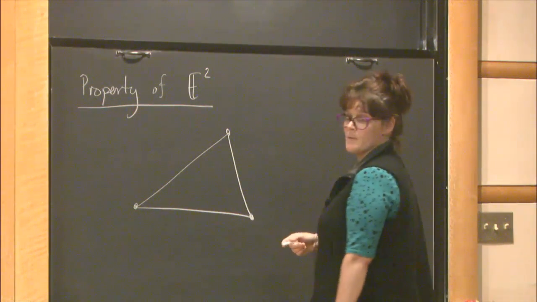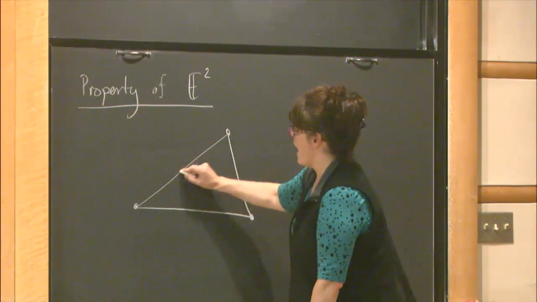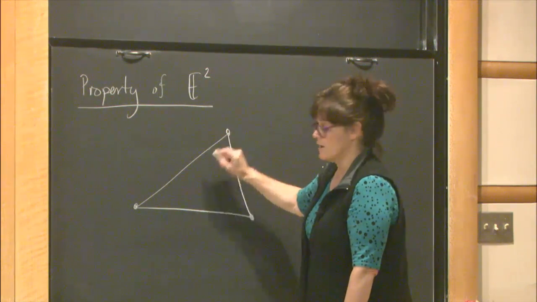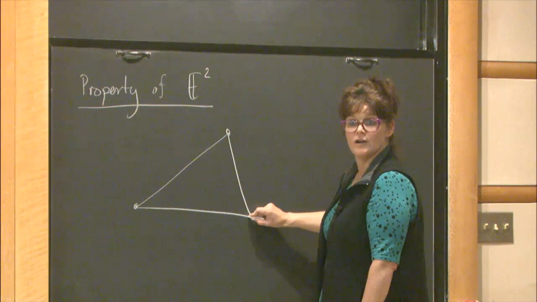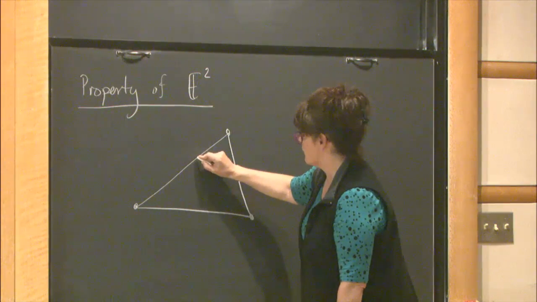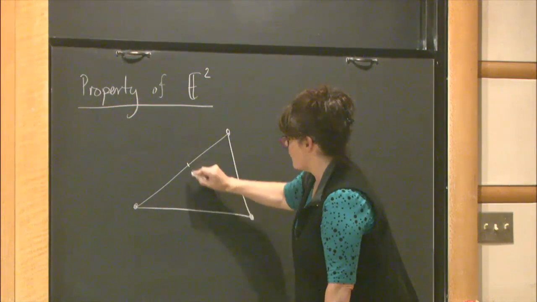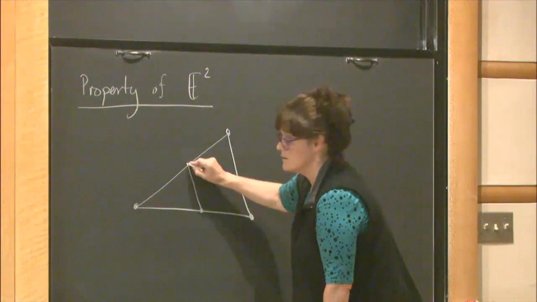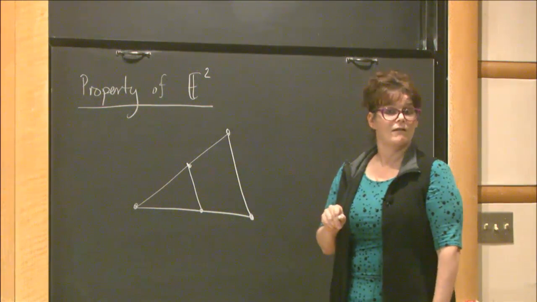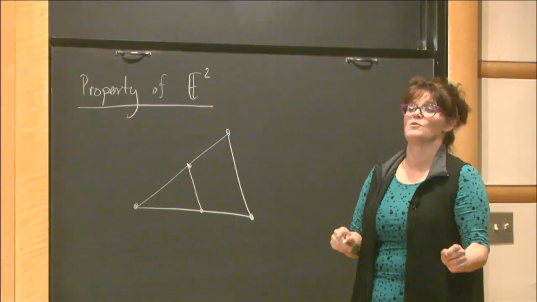And what's true about it is this. If I go halfway out along here and halfway out along here, then what's true about that? So if I go halfway and I go halfway, what do I know about that length? Anybody?